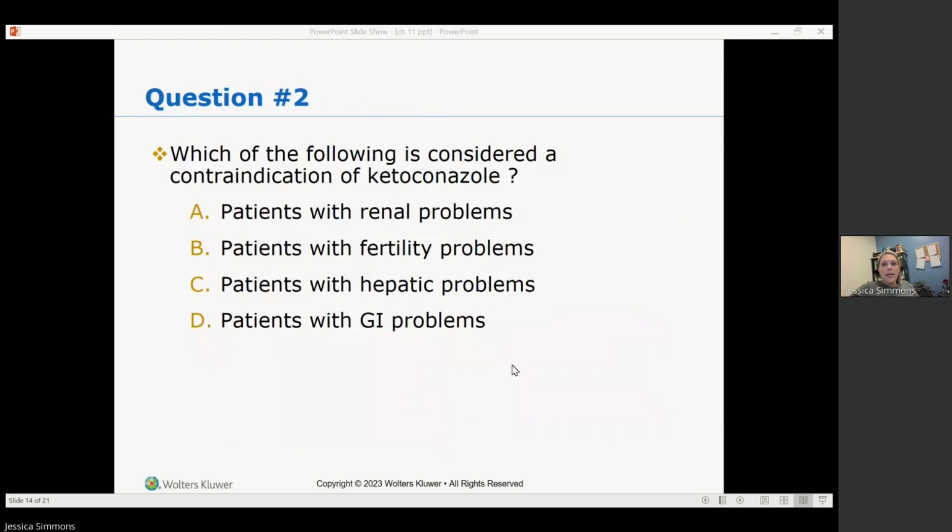So, which of the following is considered a contraindication for ketoconazole? I specifically talked about this. Patients with fertility problems. Okay. Now, I would also argue that patients with hepatic problems, but I think that's under the caution list, but contraindicated with fertility problems because of the effect it has on the sex hormones. So this is a question where you're really looking at what is the most correct answer.